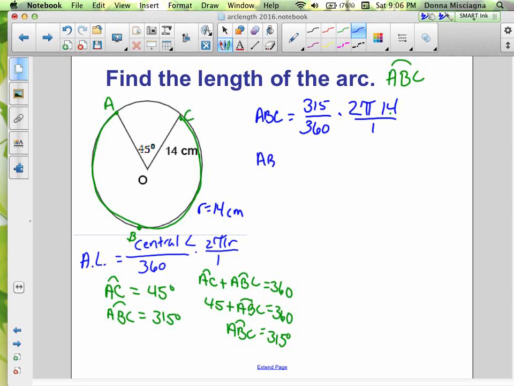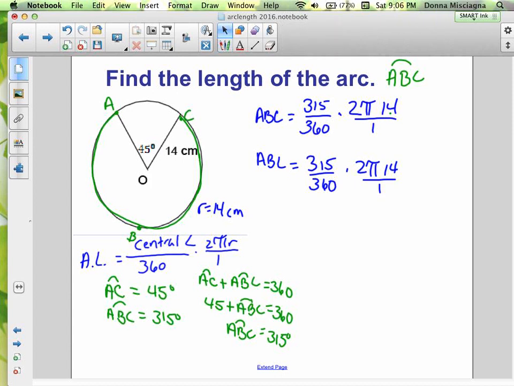I'm going to write it again so I don't mess it up. So arc ABC is 315 divided by 360 times 2 times pi times 14 over 1. Maybe you want to start with the 2 and the 360. Those are both even numbers. 2 divided by 2 is 1. 360 divided by 2 is 180. You might think, hey, 315 ends in a 5, and 180 ends in a 0. They're both divisible by 5.